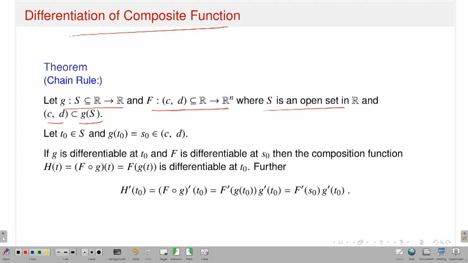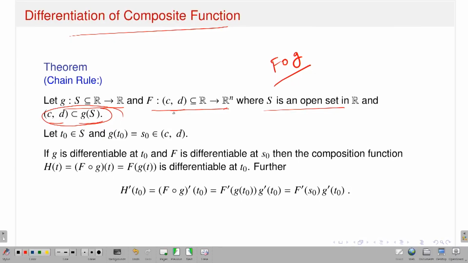So I need that condition, because next I want to talk about the differentiation of the function capital F composed with g. Unless composition makes sense, I cannot talk about the derivative of the composition function, even if I know the definitions of the individual functions small g and capital F. So to make sense of the composition function, I need that the domain of capital F should be in the range of small g.